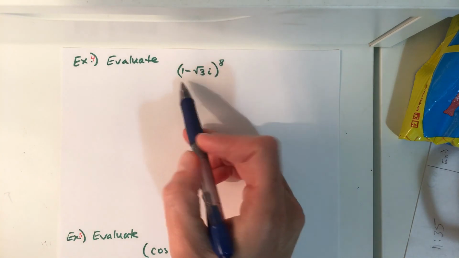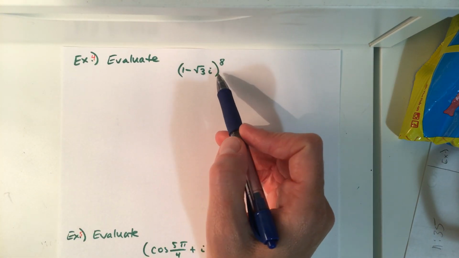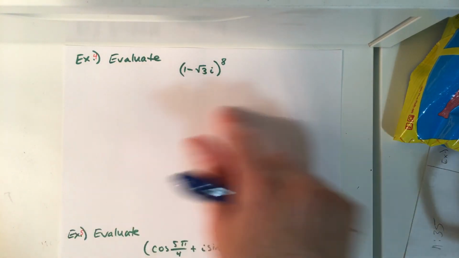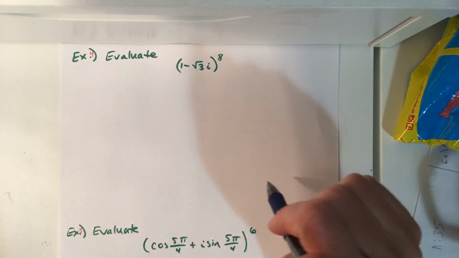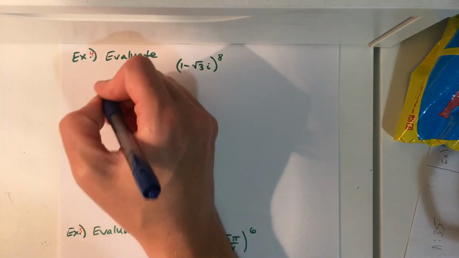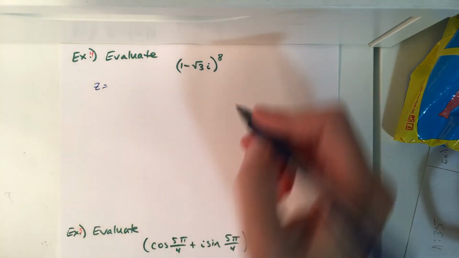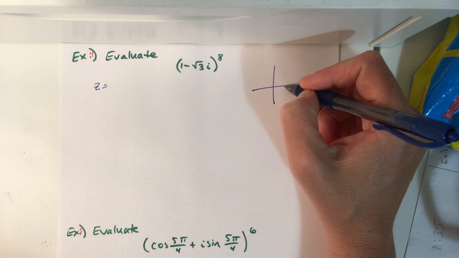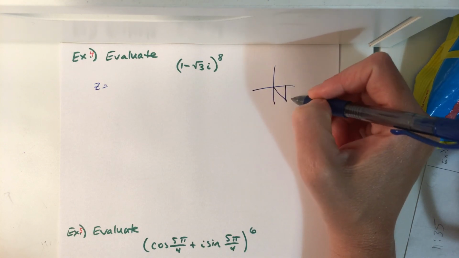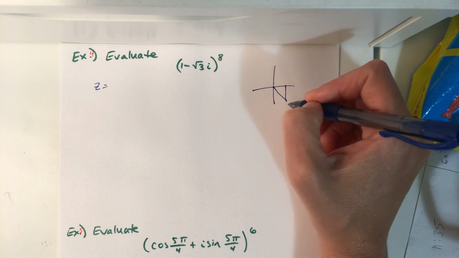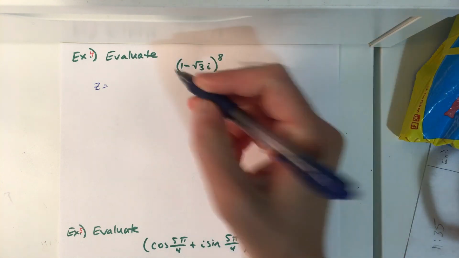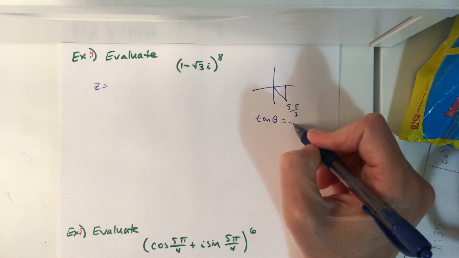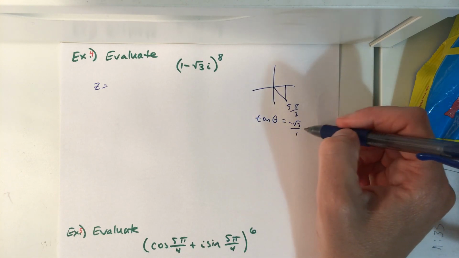For example, if we want to evaluate 1 minus root 3i to the 8th power, the algebraic way or the long way would be to multiply those binomials out with 8 factors. That would take a really long time. The easier way is to put it in trig form first. So first let's think about trig form. I'm going to think about graphing 1 and negative root 3i. So positive 1 and negative root 3i is down here. That angle would be 1, 2, 3, 4, 5 pi over 3. You could also find that out by doing the tangent of what angle equals b over a, negative root 3 over 1. And it's going to give you the same angle.